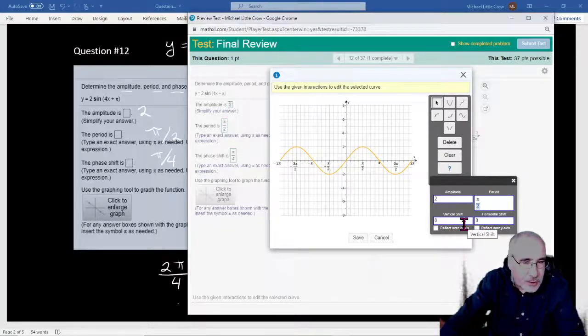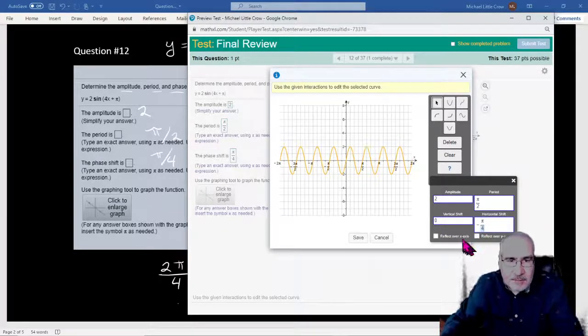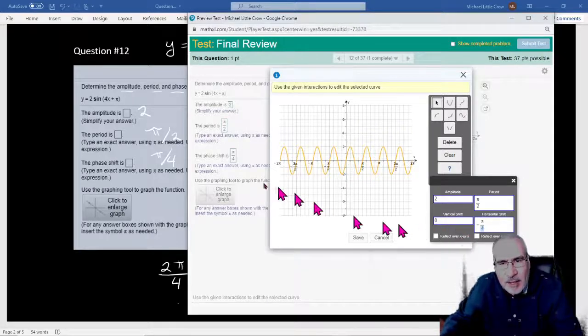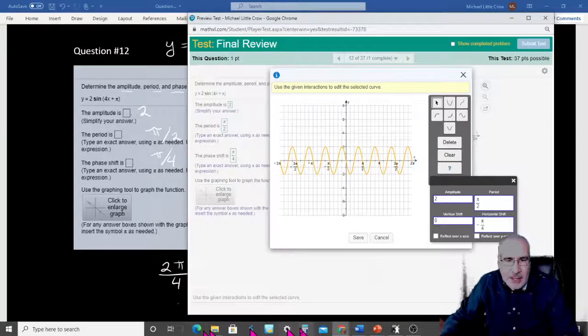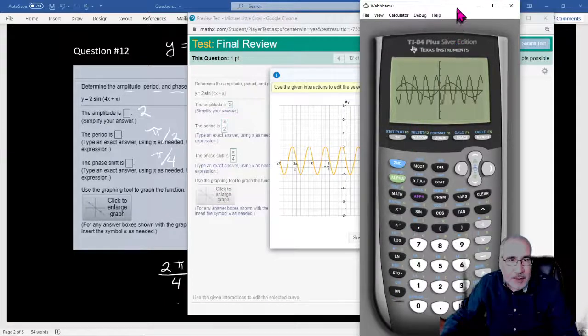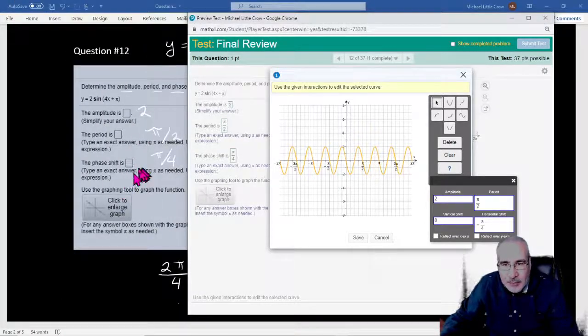Vertical shift, we didn't do any vertical shifts, but we did a horizontal shift. We are going to the left. I think we have to put that we want to shift it negative pi over 4, which is kind of backwards. Maybe we need this phase shift. Yes. See, now it's matching up with what we have. That's the beauty of having the graphing calculator. We graphed it, so when we get to this point, we know what our graph is supposed to look like, and yeah, that's matching up. So we had to put in a horizontal shift of negative pi over 4.